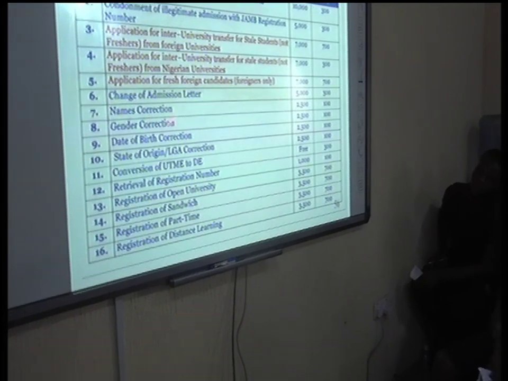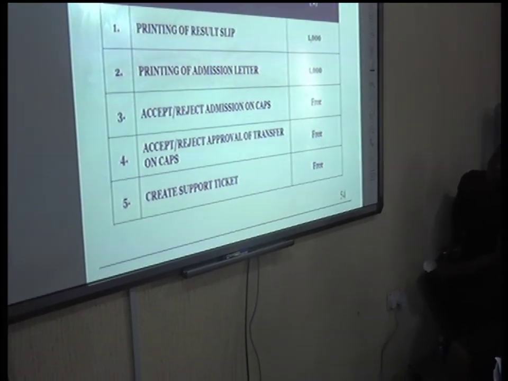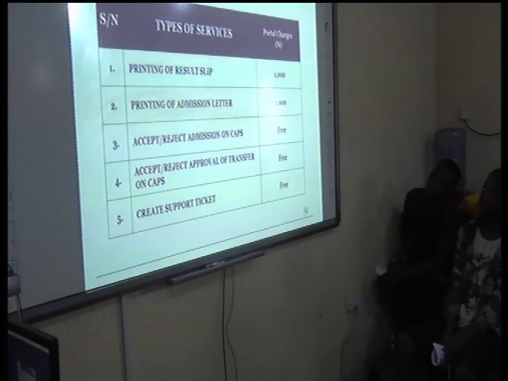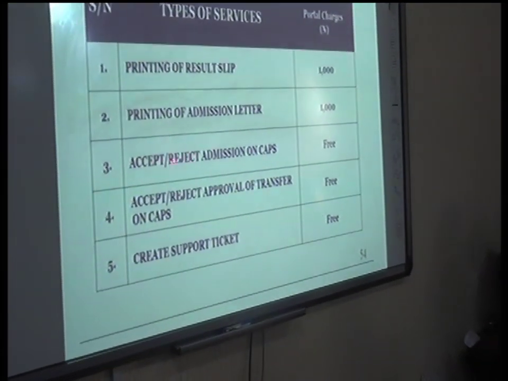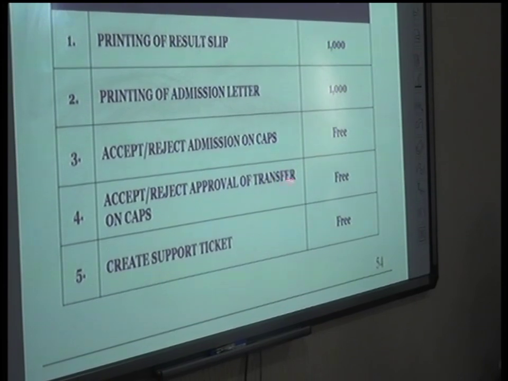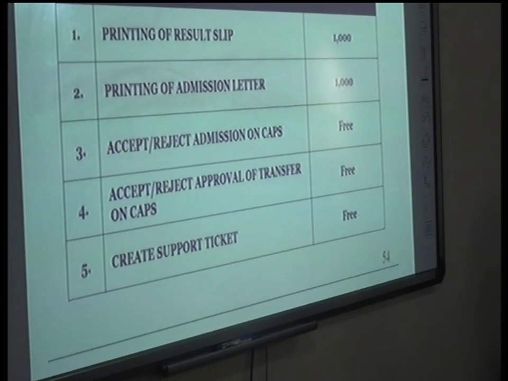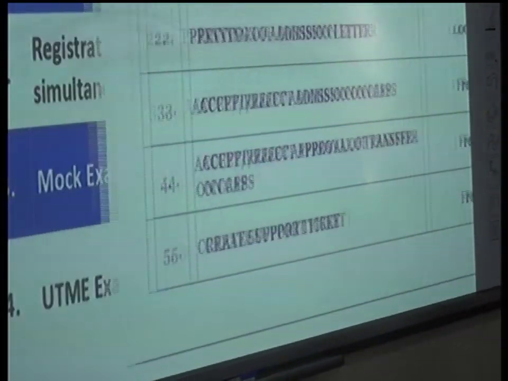Okay, you have to go to NIM. So please don't make mistakes, so you don't pay any unnecessary fee. Printing of result slip is 1,000. Printing of admission letter, 1,000. Acceptance letter on CAPS, free. If you want to accept or reject an admission, it's free. If you want to create support tickets, it's free.